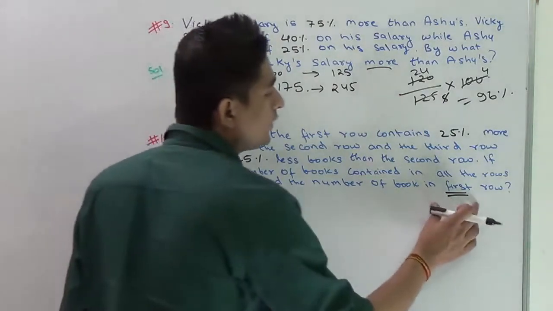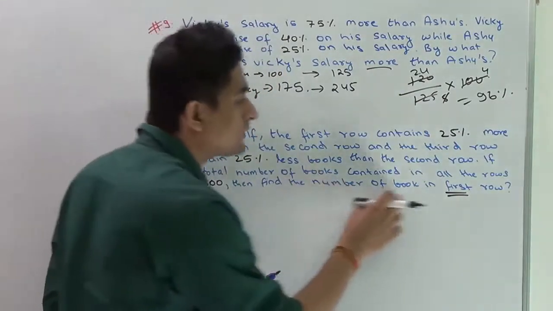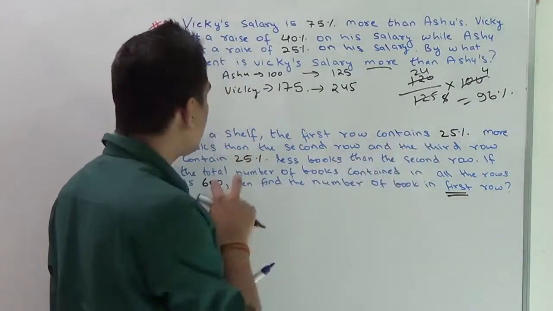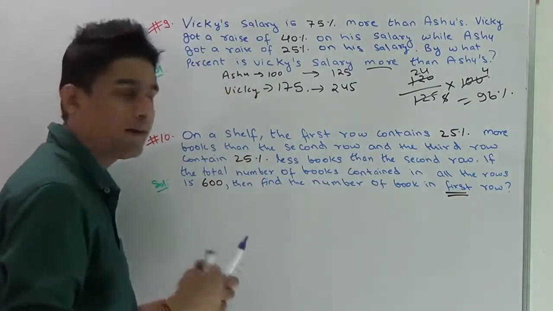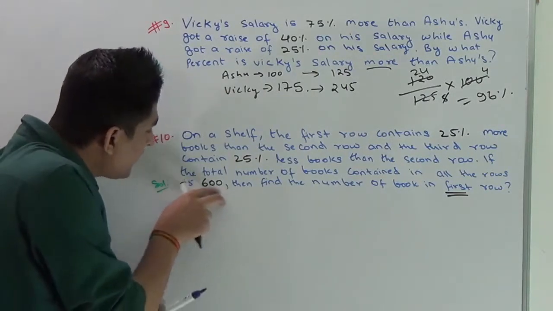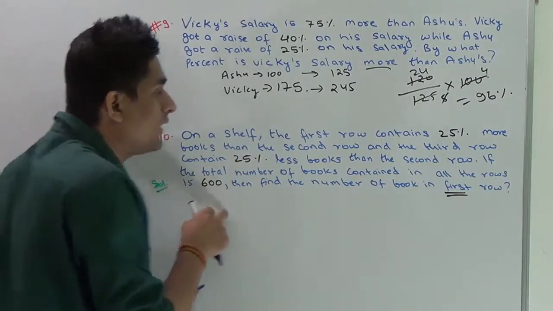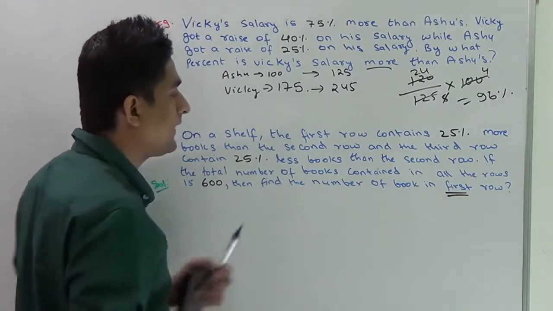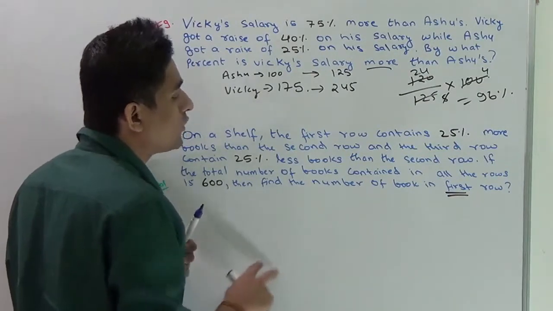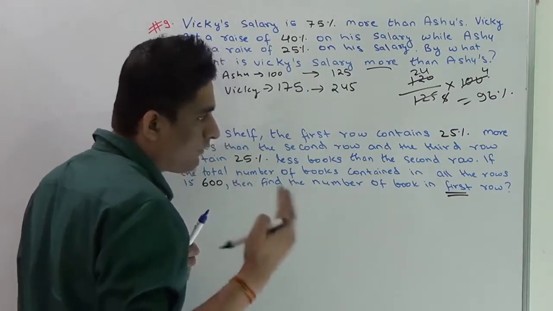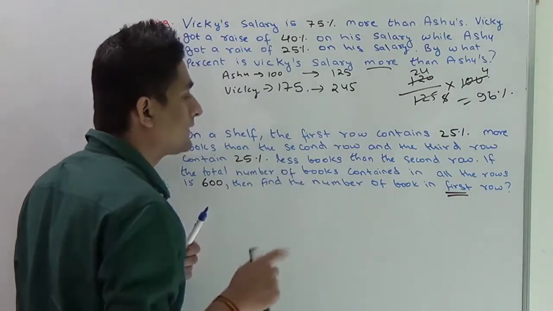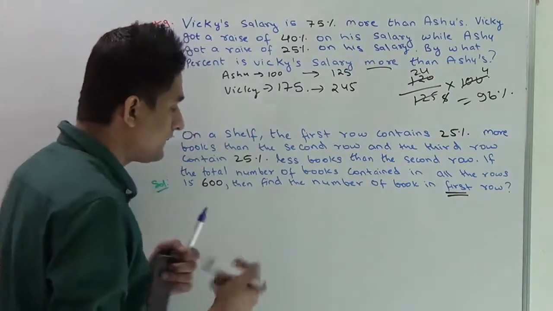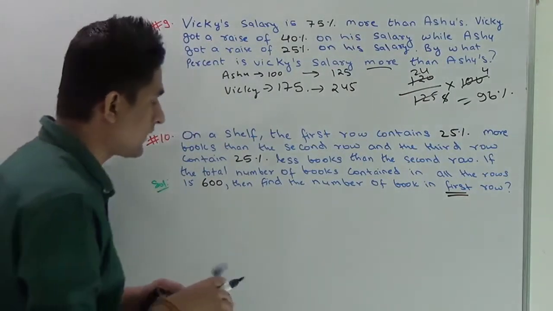We have to find the number of books in the first row. In this question we cannot assume the number of books in any row to be 100, because a fixed value of 600 is given. So we have to assume the number of books in any one of the rows to be x. Let me explain what the question says first.